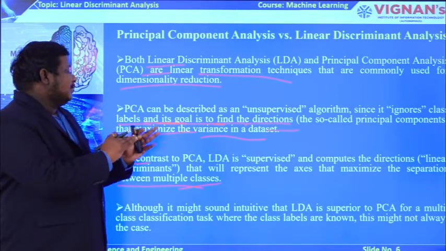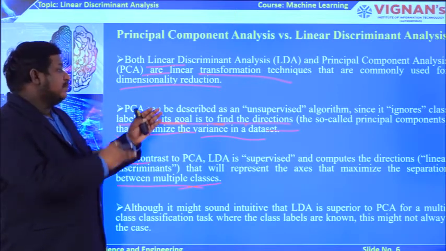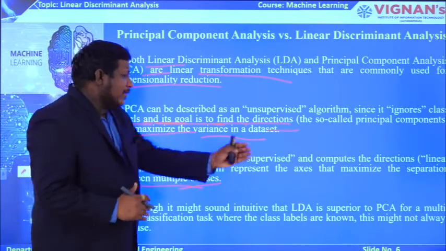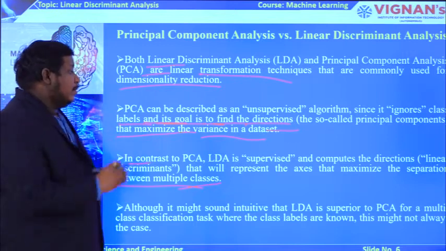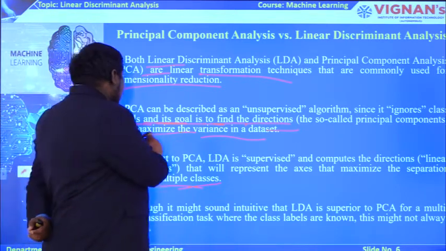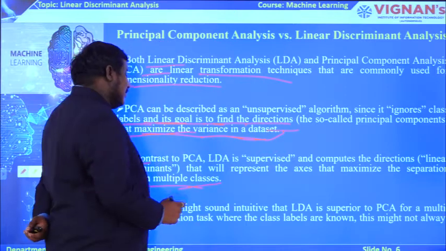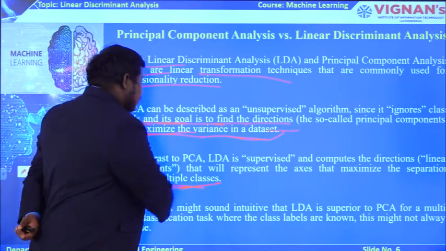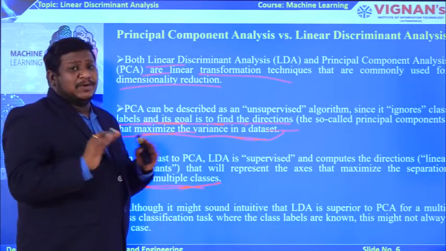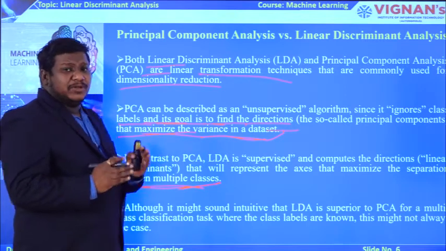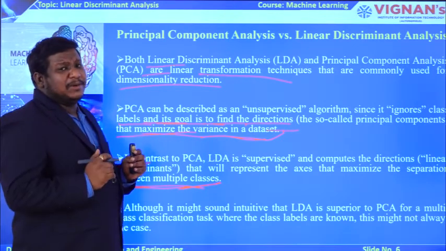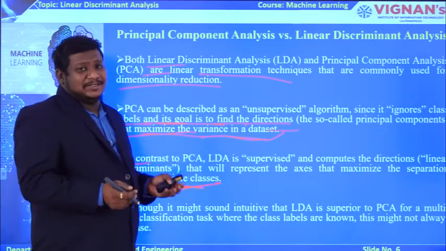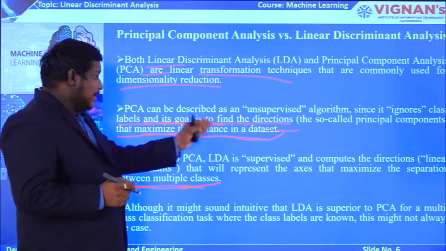So both PCA and LDA can be used, for supervised and unsupervised learning techniques, to identify the direction of the axes in the linear graph. But the main thing is PCA can be used to maximize the variance in the data set, whereas LDA can be used to maximize the separation between the multiple classes. That is the main difference between PCA and LDA.